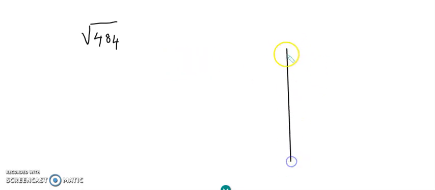Hello everyone. In the previous video, we learned about finding the square root of a number using prime factorization. Let's take a very quick example to understand it. So let us take 484. How do we do the prime factorization? We have to take the factors of 484. First, we'll start with 2.